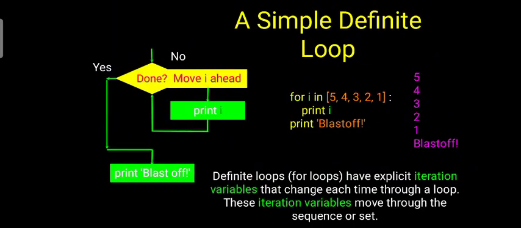Definite loops have an explicit iteration variable that changes each time through a loop. These iteration variables move through the sequence or set. Here in this example, i is the iteration variable that moves through the sequence 5, 4, 3, 2, 1.